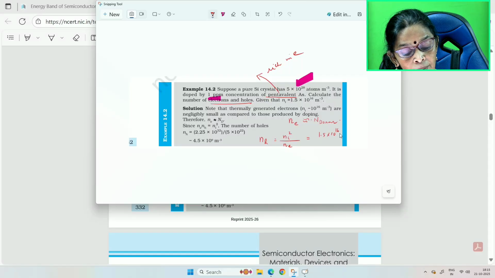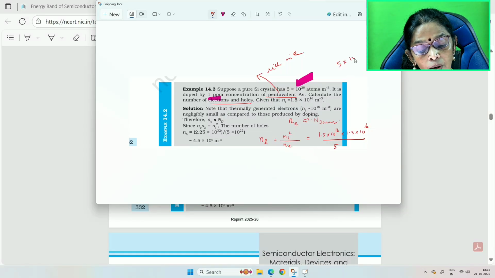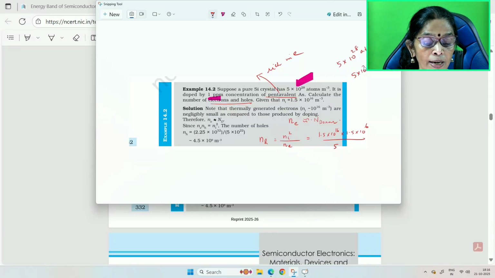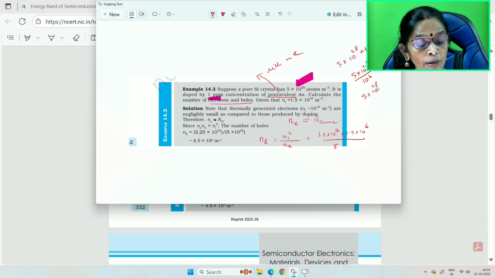What is Ni square over here? 1.5 into 10 power 16 into 1.5 into 10 power 16, divided by the number of electrons. The number of electrons is 5 into 10 power 28 atoms per meter cube with 1 part per million, so that is 5 into 10 power 28 divided by 10 power 6, which is 5 into 10 power 28 into 10 power minus 6. So that is equal to 5 into 10 power 22.